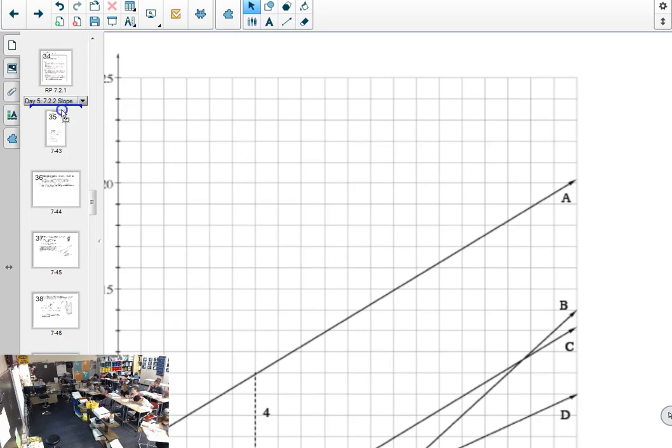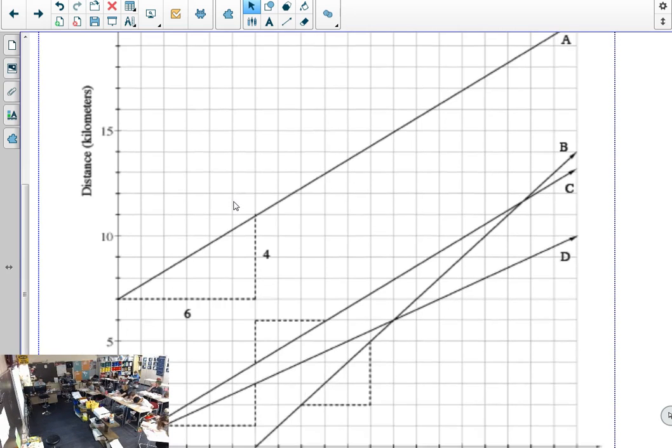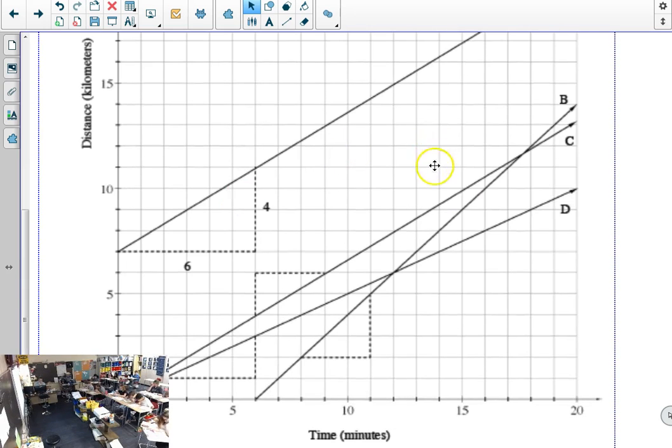Does not take your mouth to figure out the unit rate. People are talking. It's not helping.